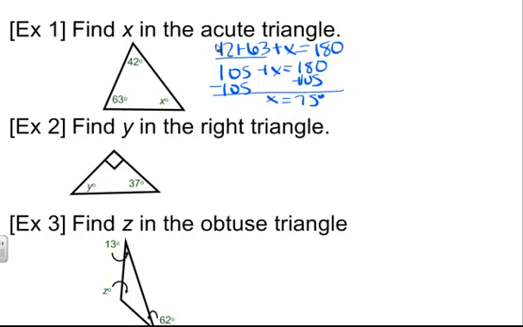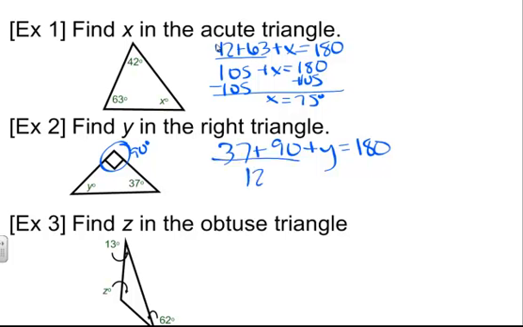Now, let's find y in this right triangle for number 2. Here's the deal. When we see this box, we know that that's 90 degrees, right? So we can say 37 plus 90 plus y equals 180. Remember, they're all equal to 180 when you add them up, because that's the triangle sum theorem. All triangles are 180 degrees in 2 dimensions. All right, 37 plus 90 is 127 plus y equals 180. Minus 127 minus 127. y is going to equal 53 degrees. And if you put that in there, 53 plus 37 plus 90, that's 180 degrees.